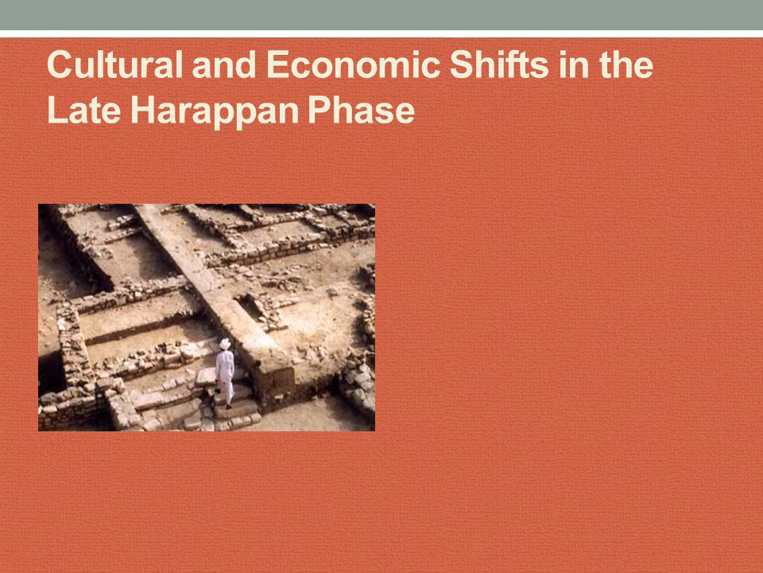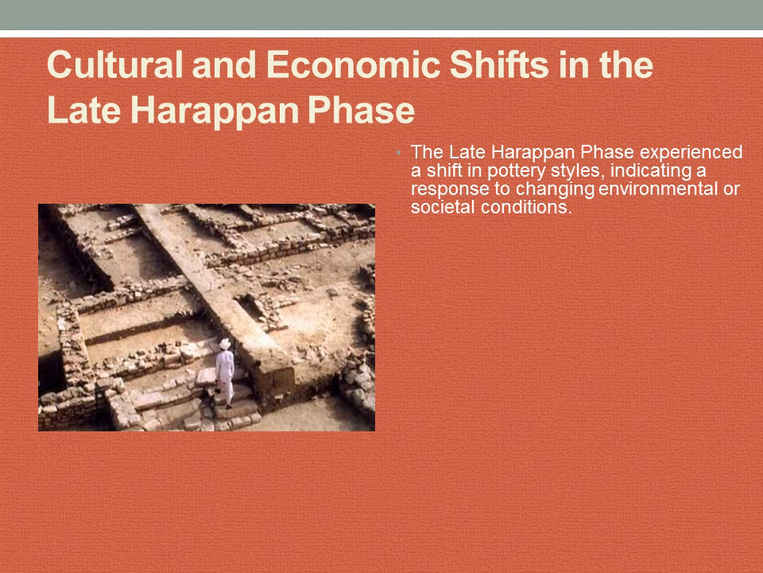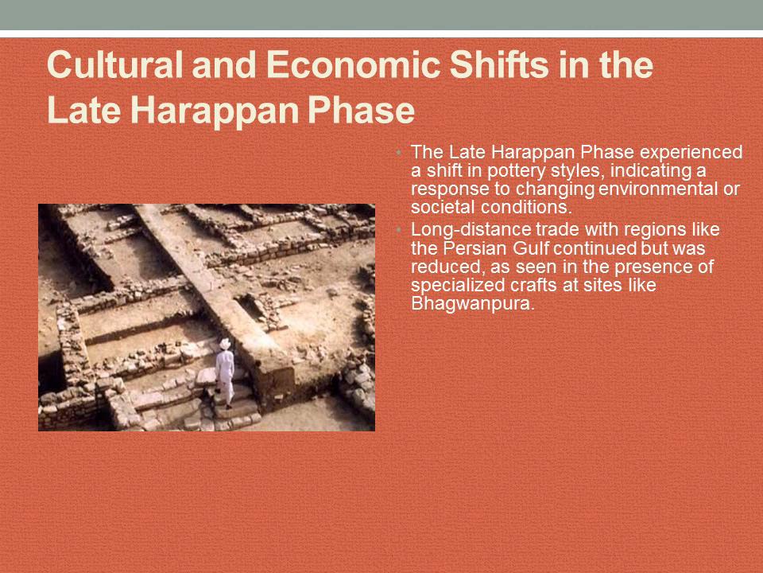The cultural and economic shifts in the late Harappan phase. What were the major changes with respect to culture and economy in the late Harappan phase? The late Harappan phase experienced a shift in pottery style, indicating a response to changing environmental or societal conditions. So there was a shift in pottery style, and that indicated that people responded to the change in climate and environment. Long distance trade with regions like the Persian Gulf continued but was reduced, as seen in the presence of specialized crafts at sites like Bhagwanpura.